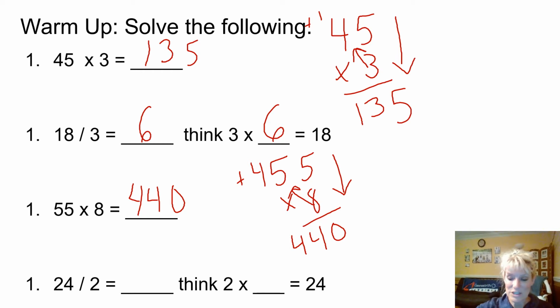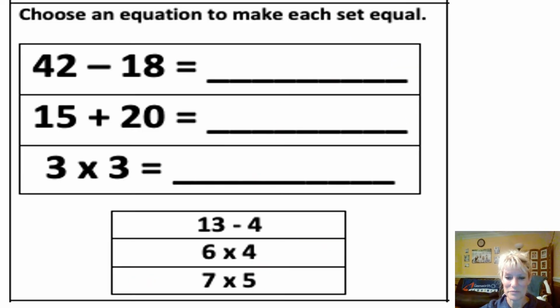Okay, did you choose 2 times 12 equals 24? So 24 divided by 2 is going to equal 12. All right, now we should have ourselves good and warmed up and ready to go.